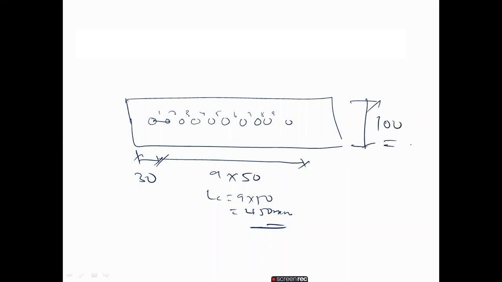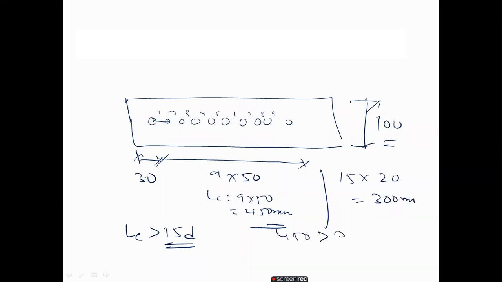Now as per the condition, if you observe here, this LC is compared with 15 times the diameter. 15 into the diameter, which is 20, is 300 mm. So 450 is greater than 300 mm. So whatever we are taking, it is a long connection.